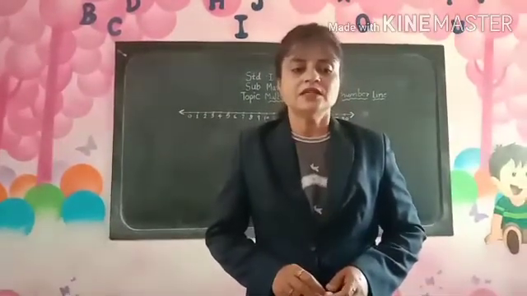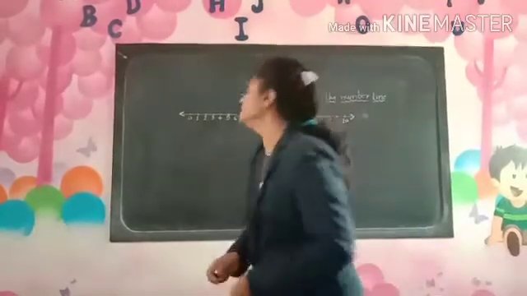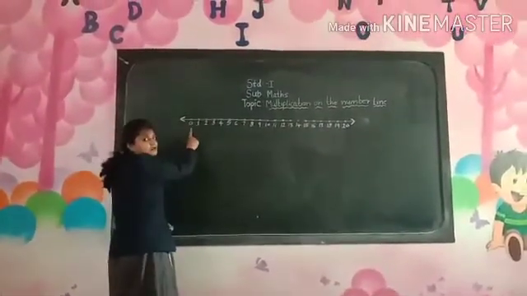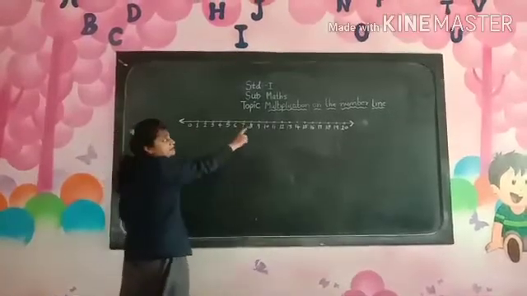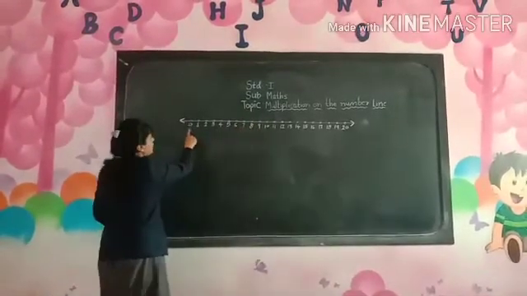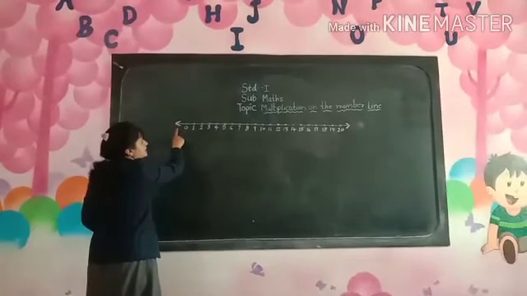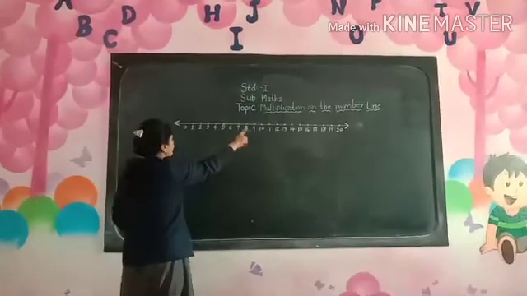Start from 0. You have to draw the number line. By using this, we are going to see multiplication on the number line. Now, this is the number line. This is the starting arrow. That is the ending arrow.